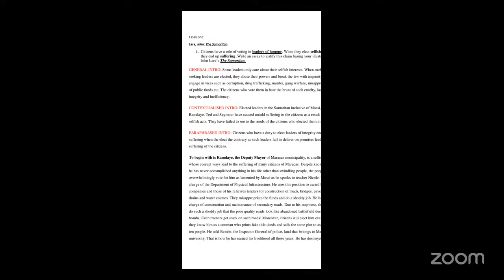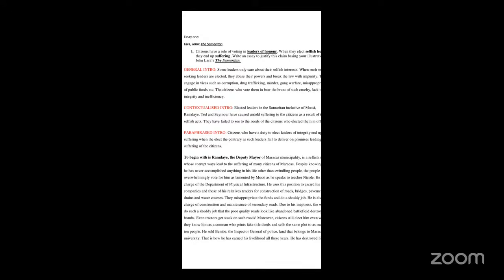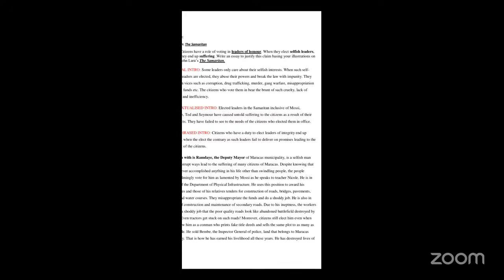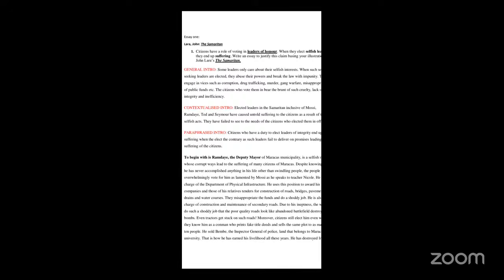We are looking at voted in leaders. And the reason I've underlined leaders of honor is that, if you understand The Samaritan, the leaders that were voted in, none of them is a leader of honor. But citizens have a role of voting in leaders of honor. When they elect selfish leaders, they end up suffering. The key word should have been voted in leaders. Another key word should have been selfishness of the leaders. When they elect selfish leaders, meaning in your argument, you must bring out the selfishness of the elected leaders and how they make the citizens suffer.